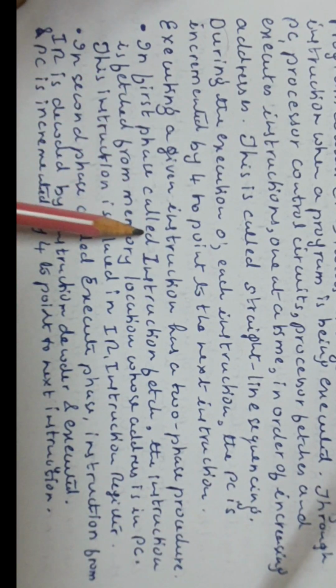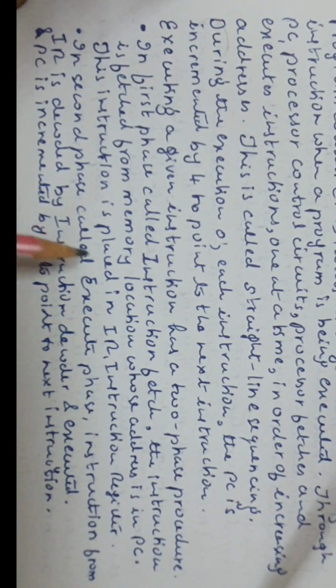Executing a given instruction has a 2-phase procedure. In the first phase, called instruction fetch, the instruction is fetched from the memory location whose address is in PC. This instruction is placed in the instruction register, that is IR, of the processor. In the second phase, called execute phase, the instruction from IR is decoded by the instruction decoder and executed, and PC is incremented by 4 to point to the next instruction. So execution of one instruction has 2 phases, fetch and execute.